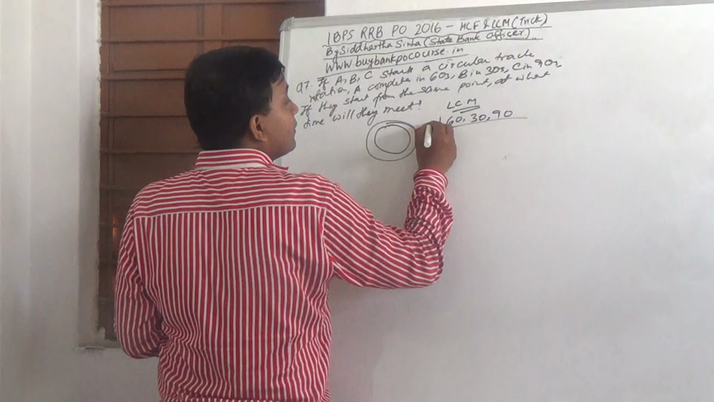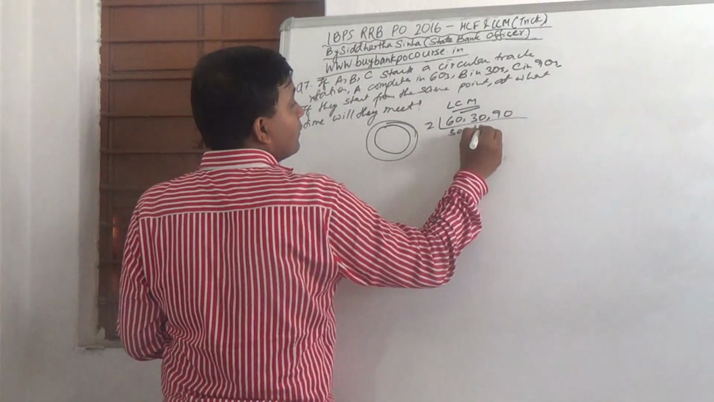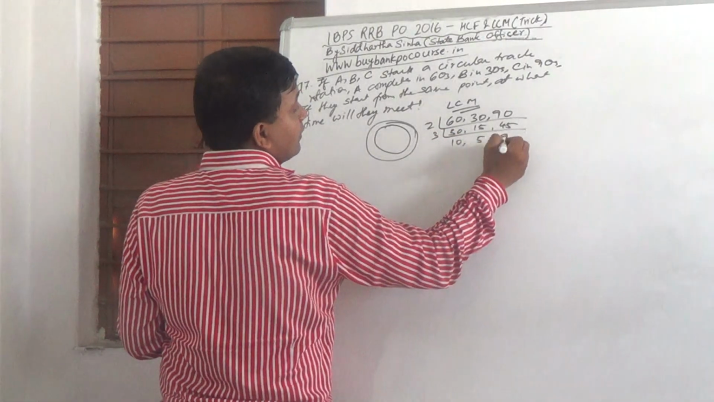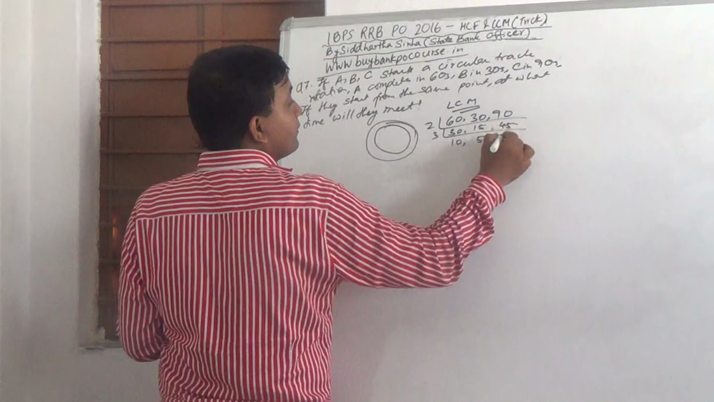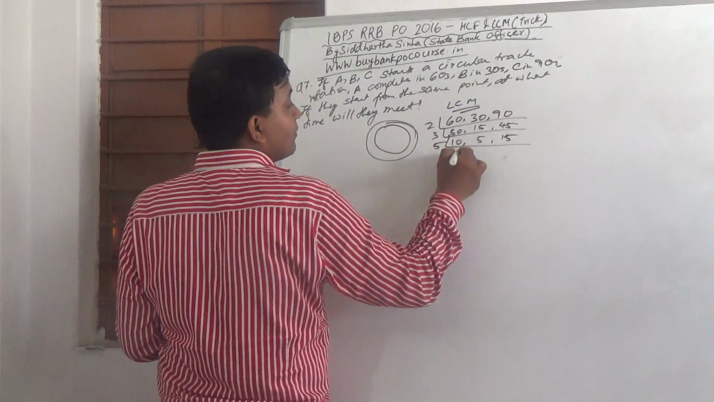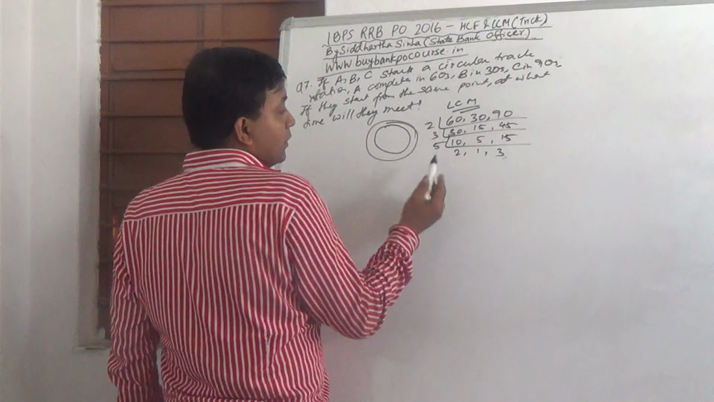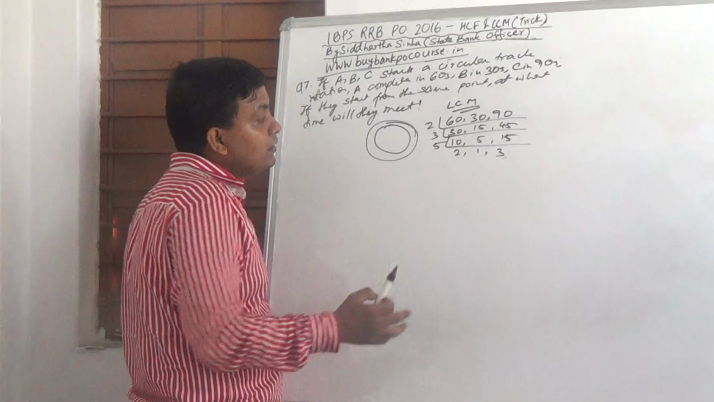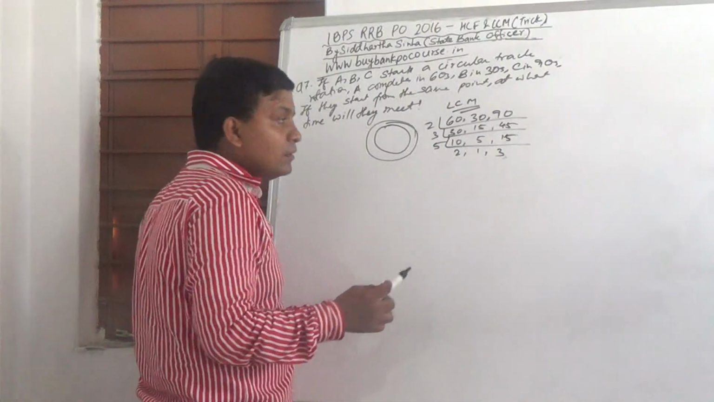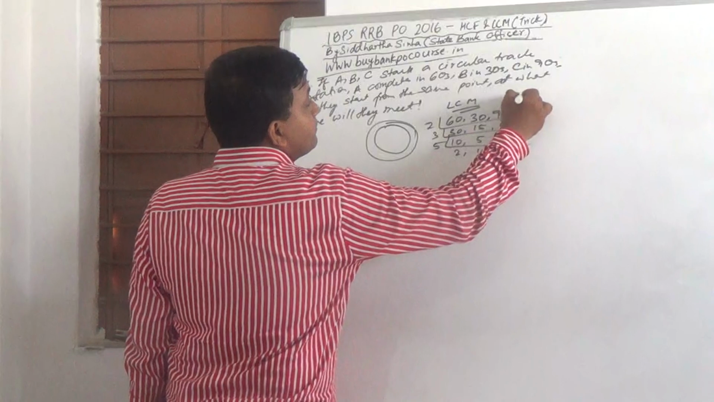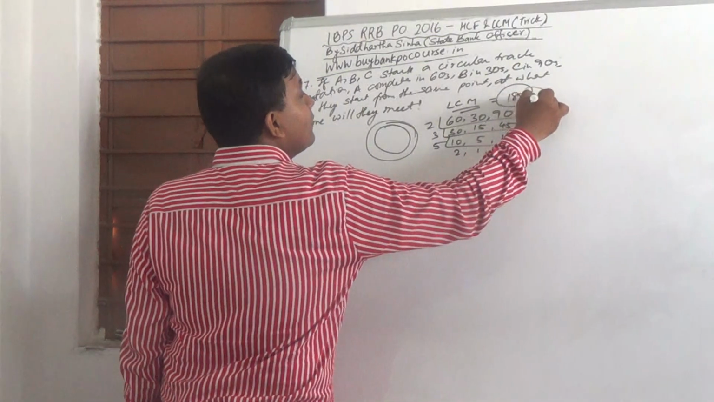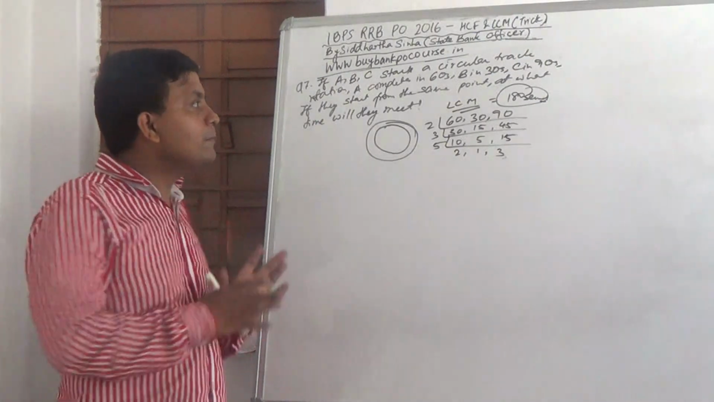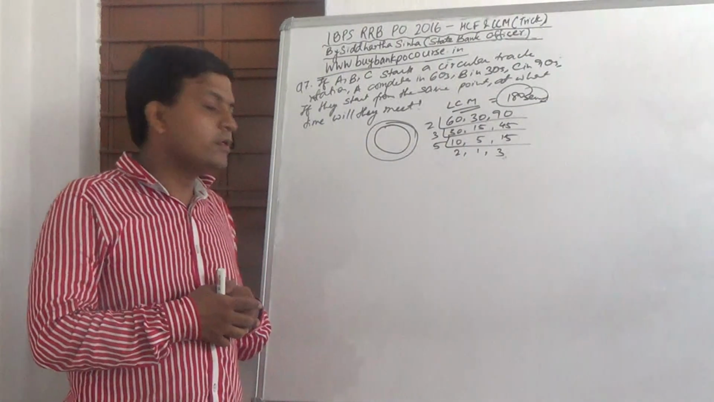Divide by 2 times: 30, 15, 45. Divide by 3 times: 10, 5, 15. Divide by 5 times: 2, 1, 3. Now simply multiply. 2 multiplied by 3 is 6, 6 multiplied by 5 is 30, 30 multiplied by 6 is 180. So after 180 seconds they will meet. So this is the thing. I hope this has helped you a lot in learning HCF LCM tricks.